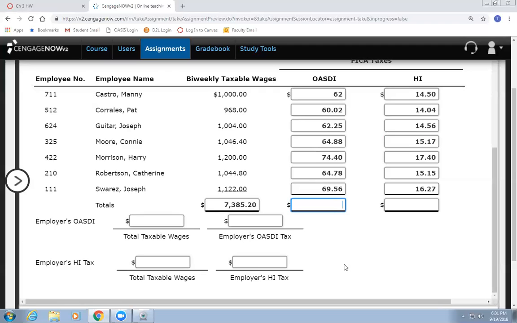And then total Social Security taxes, we just add all of those up. So what are our total OASDI? $457.89. Perfect, $457.89.